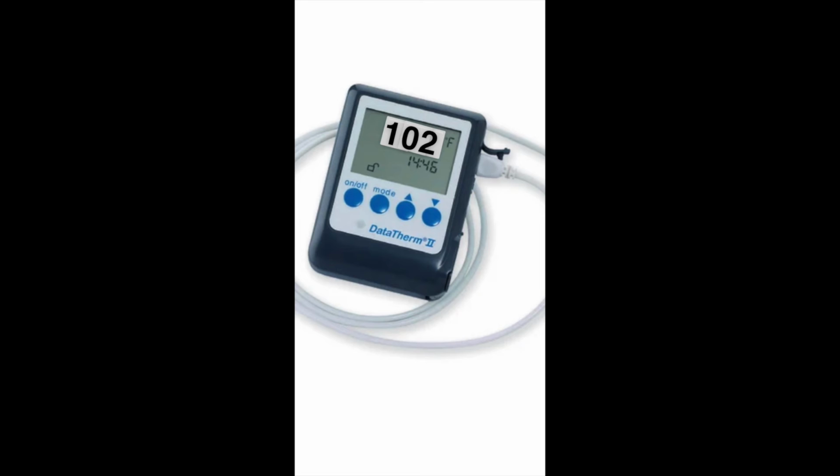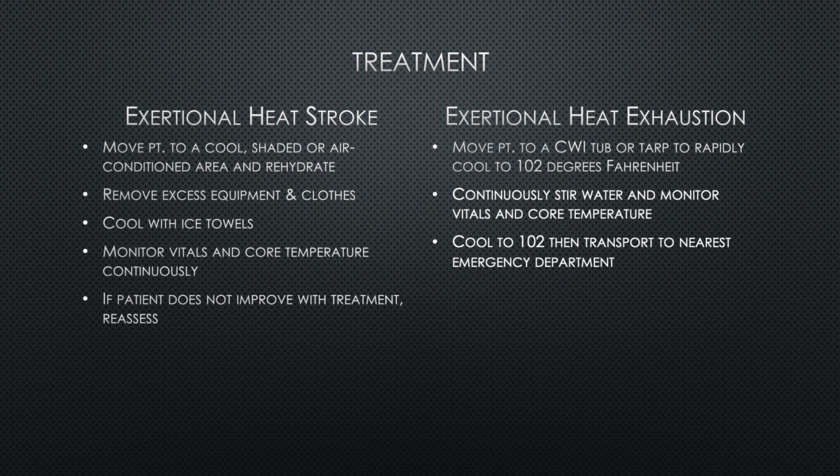Both methods of cold water immersion must be continued until the patient's core temperature is reduced to 102 degrees Fahrenheit, and only then can the patient be rapidly transported to the nearest emergency department for further monitoring, evaluation, and treatment. It is the goal of cold water immersion to lower the core body temperature to 102 degrees Fahrenheit within 30 minutes of the athlete's collapse. Proper cold water immersion should cool the patient by about 1 degree Fahrenheit every 3 minutes.